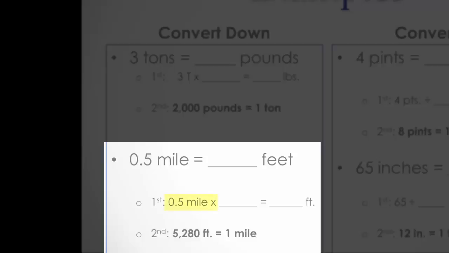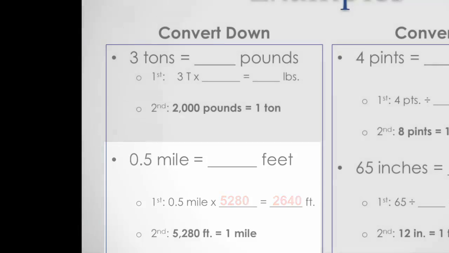So the first step, I'm going to take what I know, 0.5, and multiply it by whatever is going to be in my conversion. So my second step tells me that my conversion is 5,280 feet equals 1 mile. One more time, I'm not going to take the 1 because that won't help me, but I am going to take the 5,280 and multiply it by 0.5. If I do that, I get 2,640 feet. Again, I knew I was converting down because miles is bigger than feet, so I needed to use multiplication, so I took what I know, 0.5 miles, multiplied by my conversion, which is 5,280, and that gave me my answer.